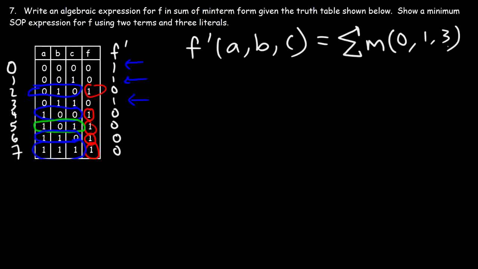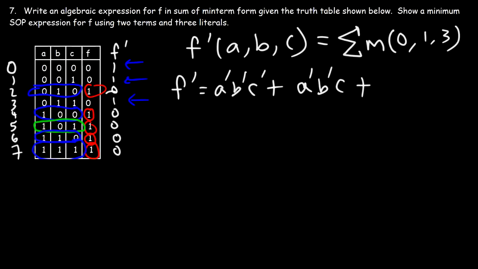Now our next step is to write an algebraic expression for f prime in sum of minterm form using the truth table. So f prime is going to be, so here's when we get a 1 for f prime. A, B, and C are all 0. So we need to write the complements of A, B, and C. Now, the next one is the inputs 0, 0, 1. That's when f prime is 1. So because A and B are 0, we're going to write the complements of A and B. C is 1, so we're going to write the original variable C.